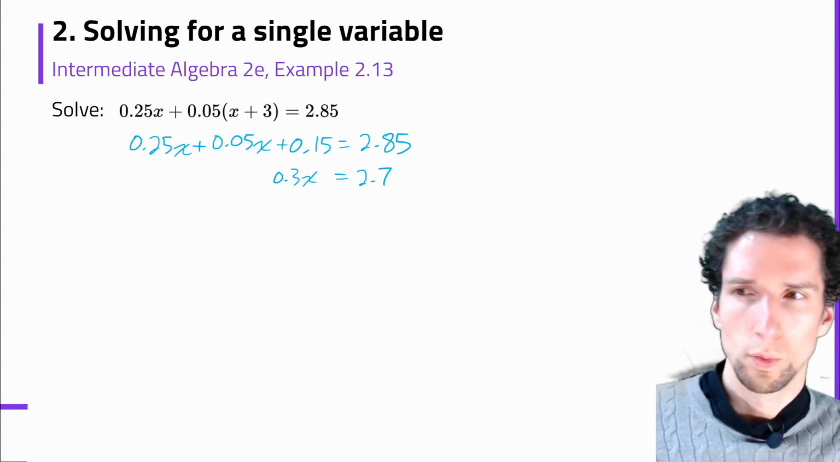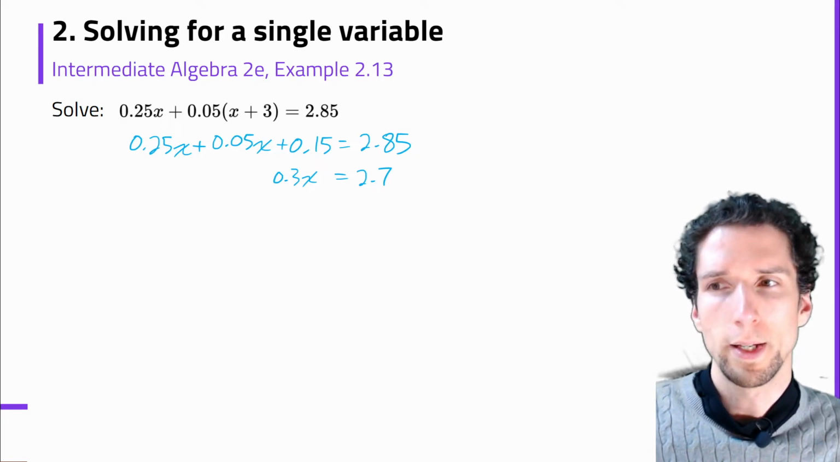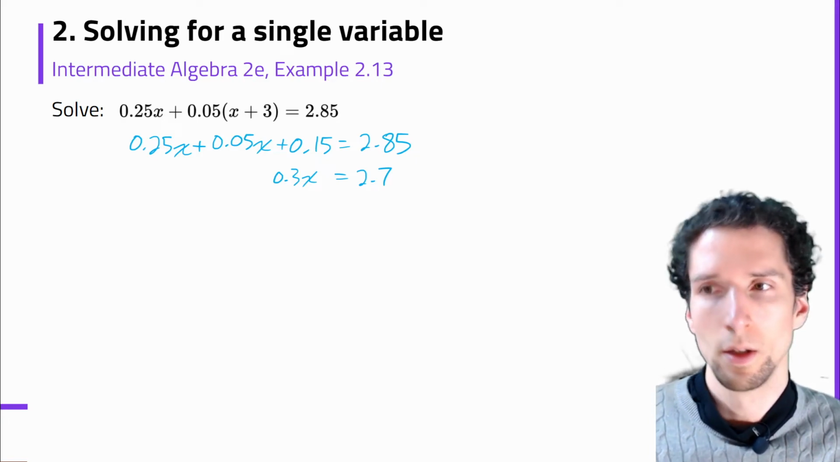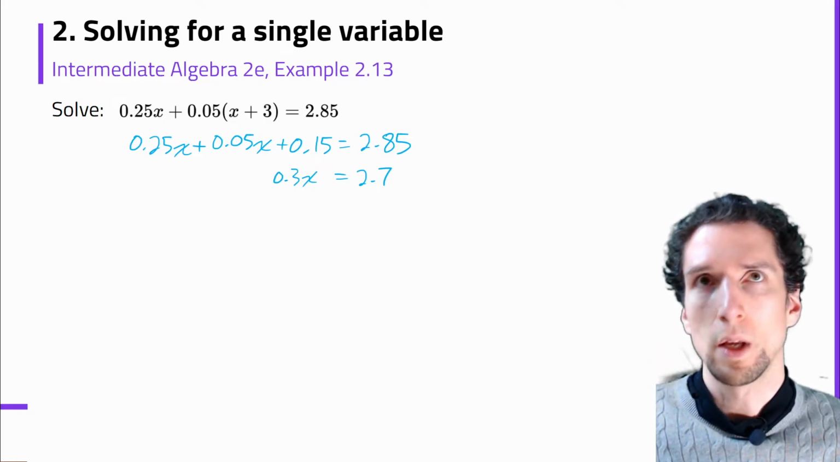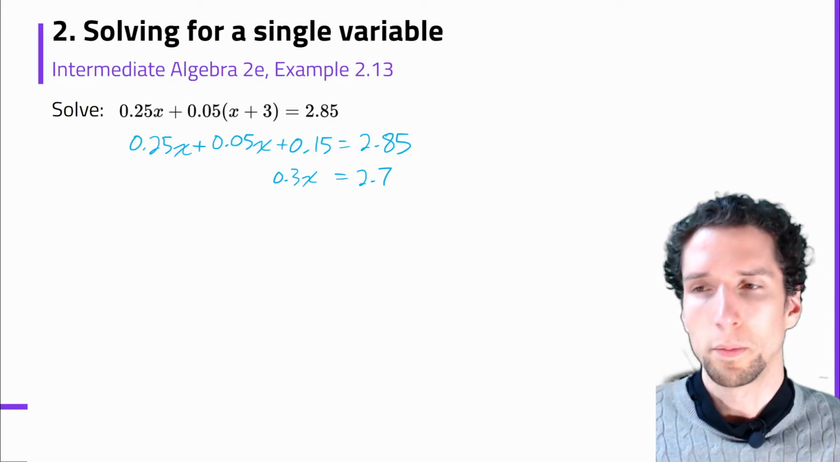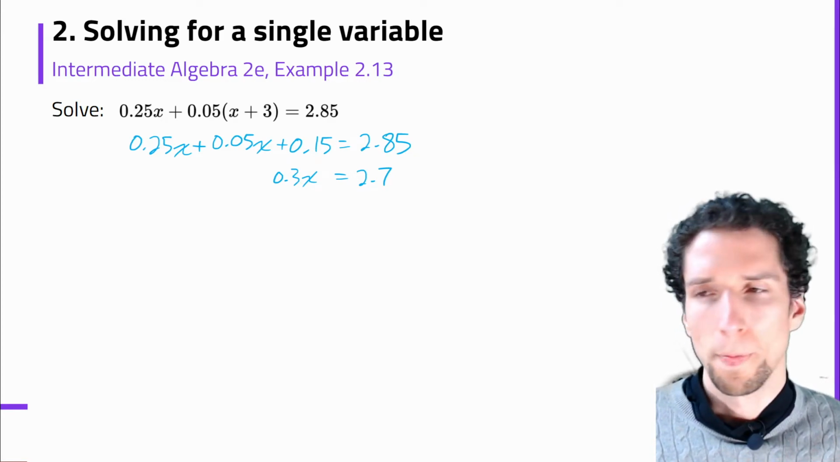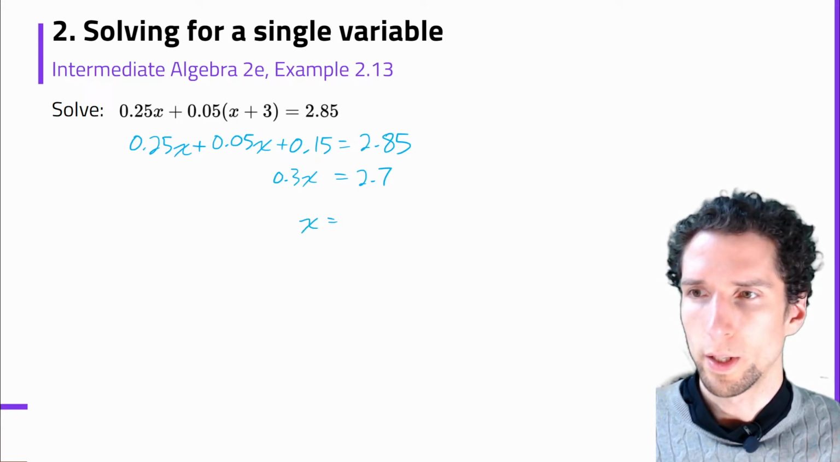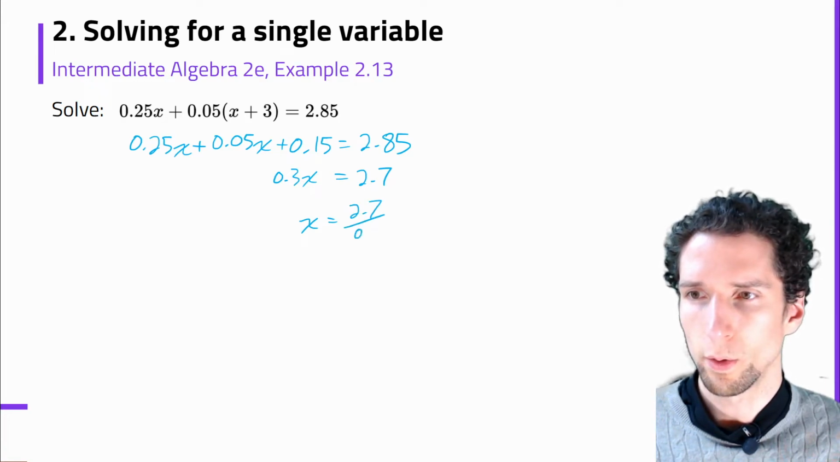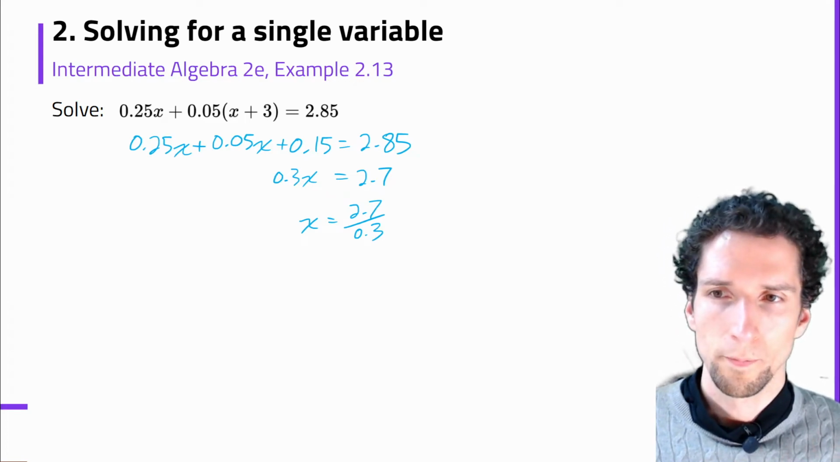So also at this stage we could say let's multiply by something to get rid of the decimals, like 10, and then we would factor down from there, take out a common factor of 3. Got lots of options. I think I will just do division here and say x is equal to 2.7 over 0.3.